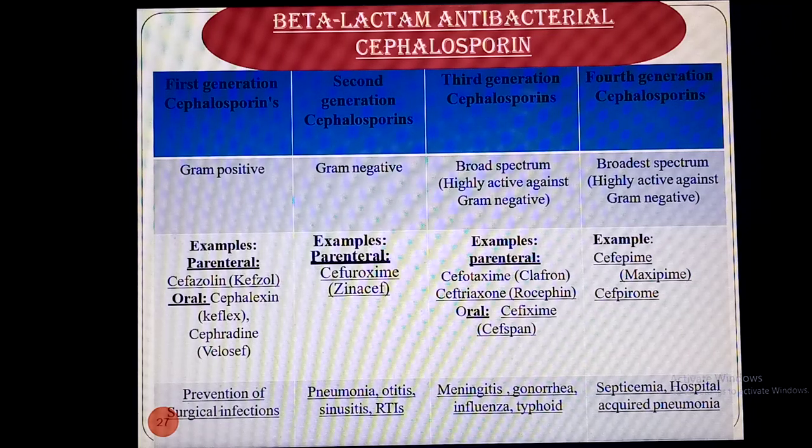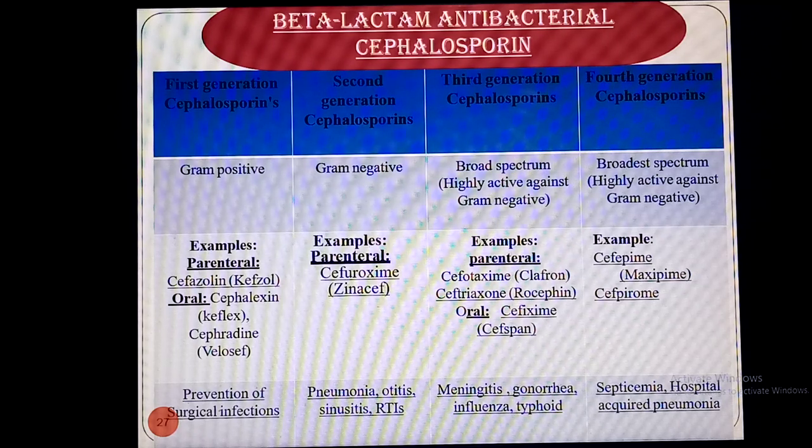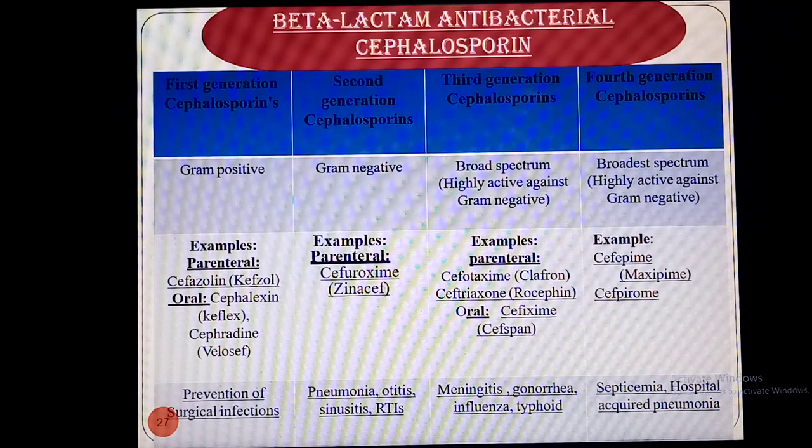It means that the fourth generation cephalosporin has the broadest spectrum of activity. They are much more effective against gram negative bacteria, and are highly active against gram negative bacteria. The best example of fourth generation cephalosporin is cefepime, which is available in the market by the trade name Maxipine, and Cypiroms. And these drugs are very active against septicemia and hospital acquired pneumonia.